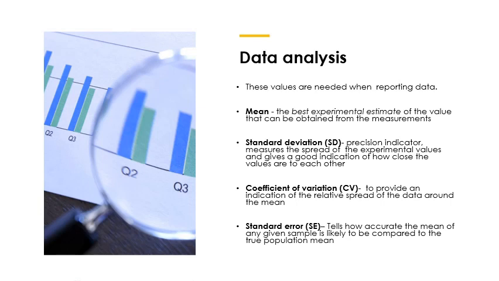It measures the spread of the experimental values and gives a good indication of how close the values are to one another. Coefficient of variation, on the other hand, is a statistical measure of the relative dispersion of data points in a data series around the mean. What about standard error? What does it tell you? The standard error tells you how accurate the mean of any given sample from the population is likely to be compared to the true population mean. When the standard error increases, it means the data are more spread out.